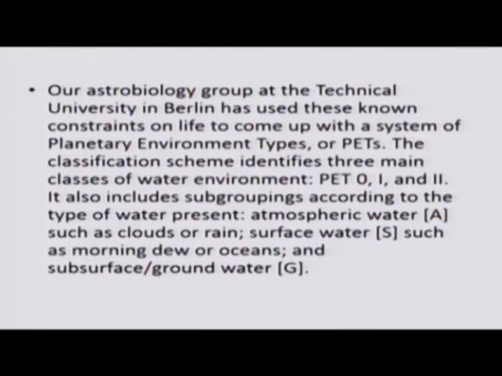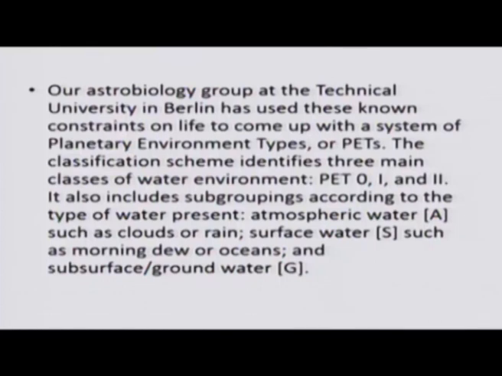Second paragraph. Our astrobiology group at the Technical University in Berlin has used these known constraints on life to come up with a system of planetary environment types, or PETs. The classification scheme identifies three main classes of water environment, PET 0, 1 and 2. It also includes subgroupings according to the type of water present: atmospheric water, A, such as clouds or rain; surface water, S, such as morning dew or oceans; and subsurface or groundwater, G. Now here the writer introduces the classification scheme.